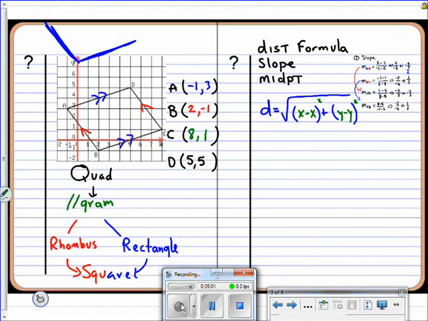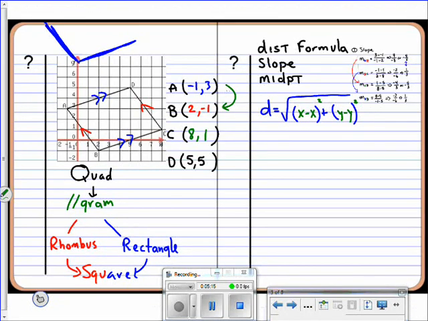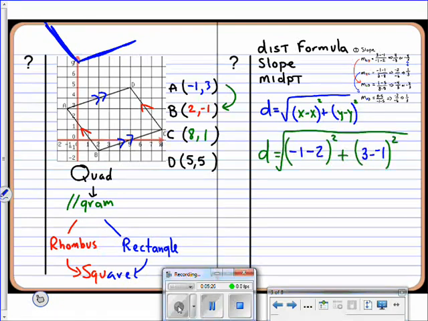So what I'm going to do is use my distance formula, and I'm going to choose two sides that are right next door to each other to see if they're the same length. If they fail, then there's no chance it's a rhombus, because remember, it's not that the opposite sides are congruent. We already know that it's going to be true because we just proved it's a parallelogram. So now what we want to do is prove if it's a rhombus. We've disqualified rectangle because of the slopes. So let's do that.